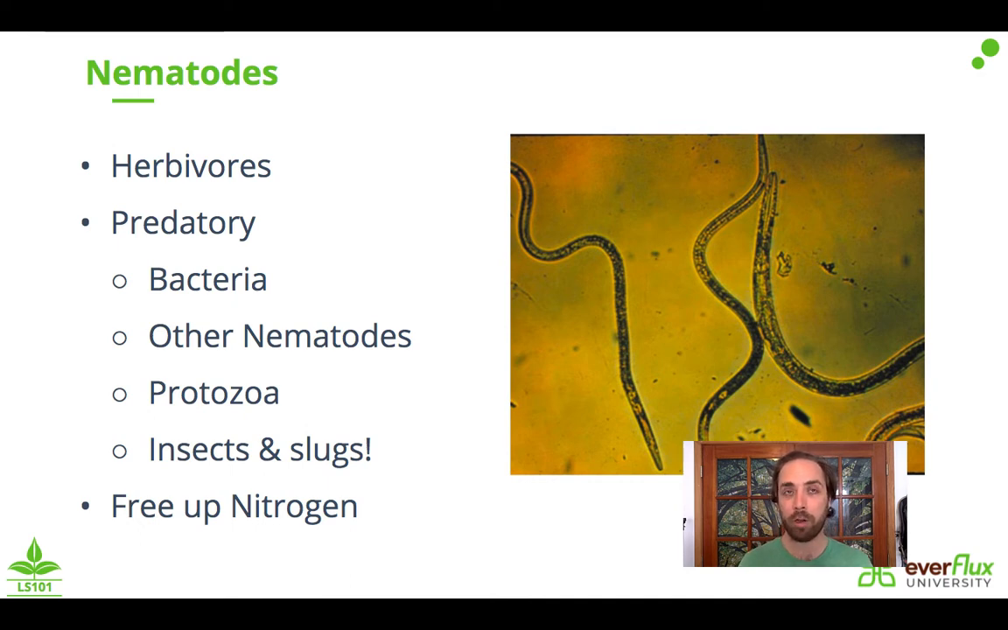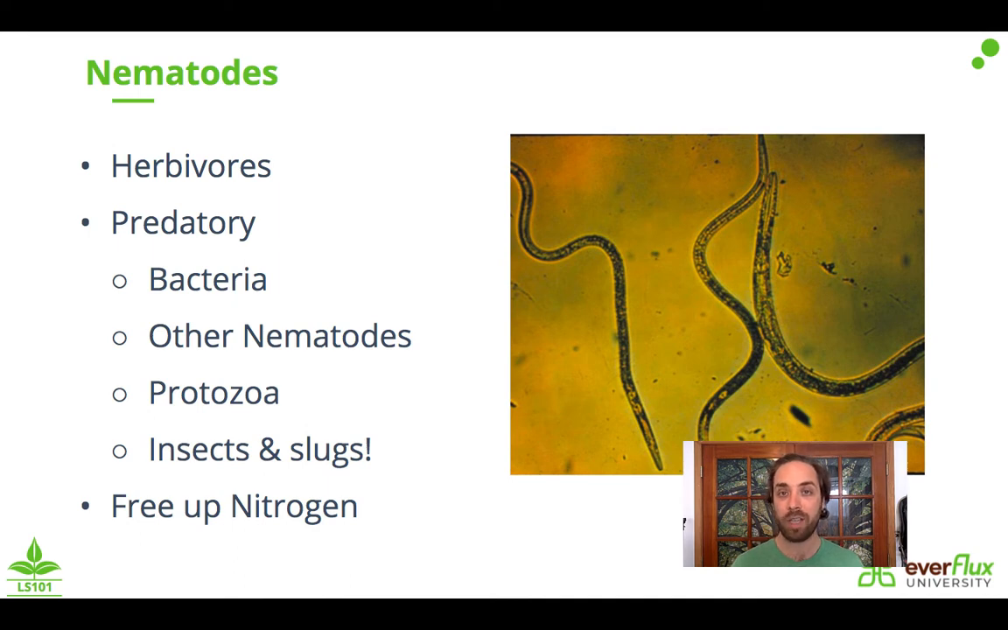A lot of people are only familiar with nematodes because they might know that there are some herbivore nematodes that actually eat living plant material. These are essentially the parasitic nematodes that attack the roots of the plants. If you've ever had a problem with nematodes in your garden, it's because these parasitic nematodes are attacking the roots of your plants.